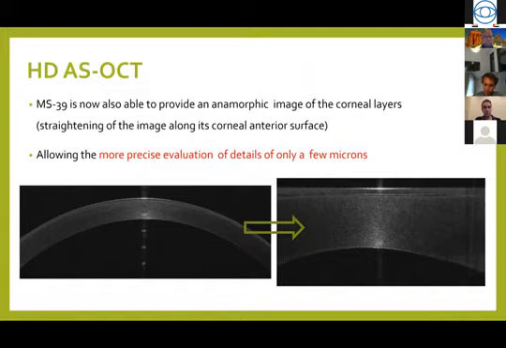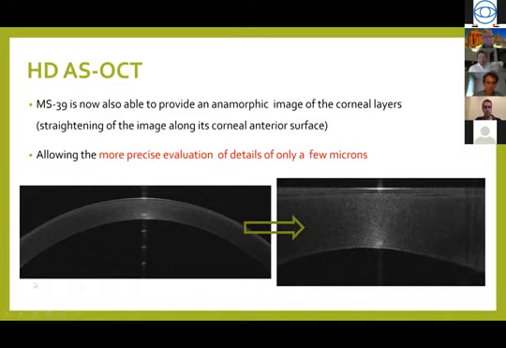So in this presentation, I will focus on the relevance of imaging the epithelium, not only the maps, which, as we have seen, are very relevant for keratoconus, but also the proper image itself, because in the last update of the MS39 they included an anamorphic image of the corneal image. So basically, that is what this is about.